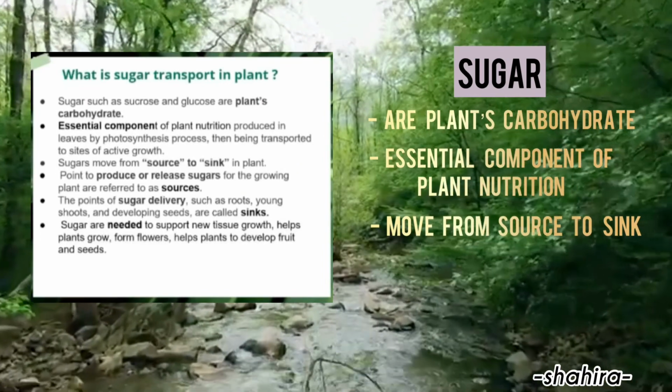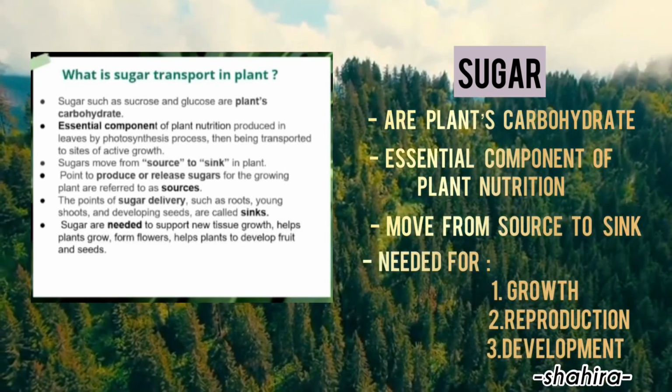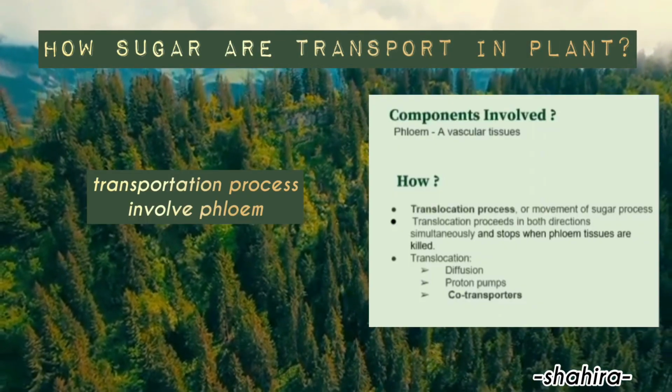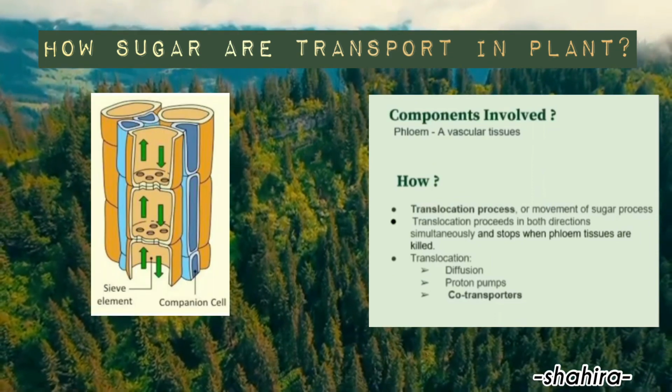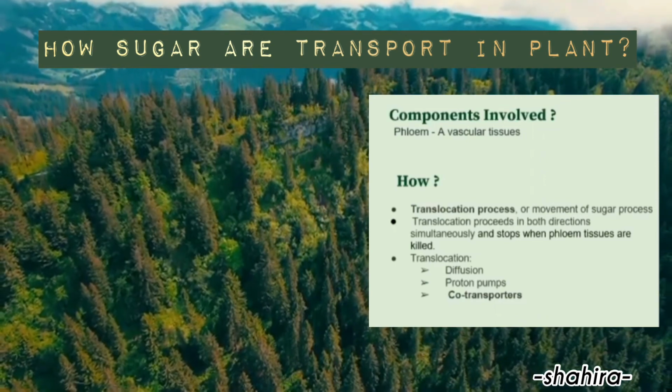Sugars are really important for plants because they are needed for the growth, reproduction, and development of the plant. How is sugar transported in plants? The transportation process involves an important component, which is the phloem. Phloem is a vascular tissue that plays a big role in transporting the sugar.